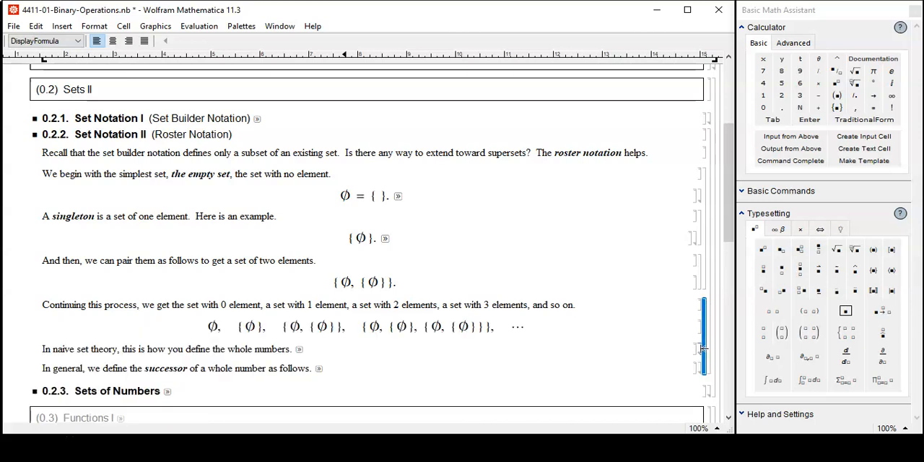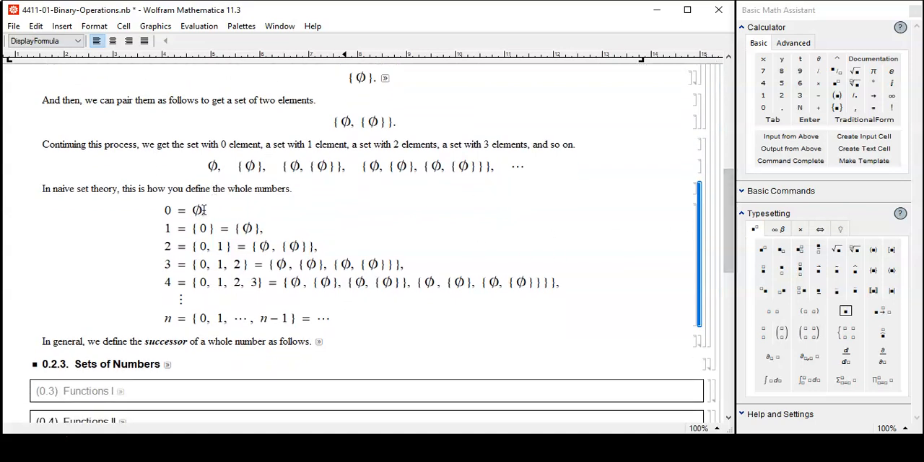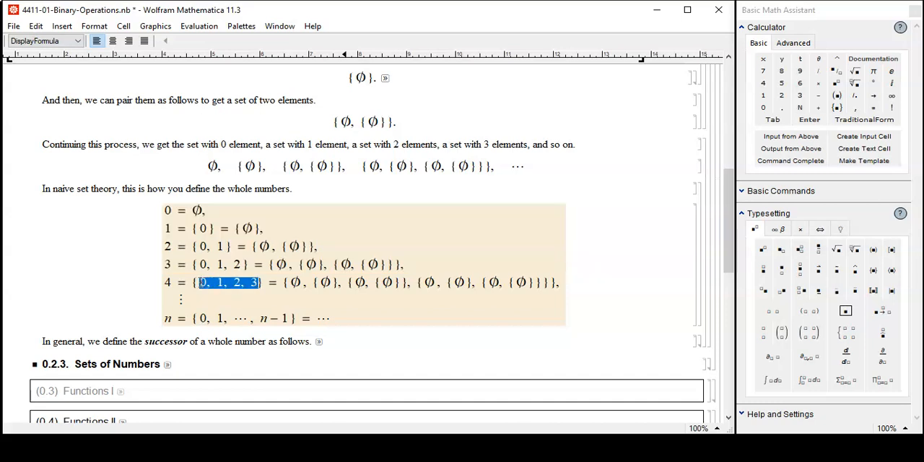In naive set theory, this is how you define whole numbers. 0 for the empty set, the set of no element, 1 for a singleton, 2 for the set with 0 and 1, 3 for the set of 0, 1, 2, and so on. You see, up to these all defined, so put those together and you get the next set, and the next and next. Up to n minus 1, and then list them all, you get n, and so on and so forth.